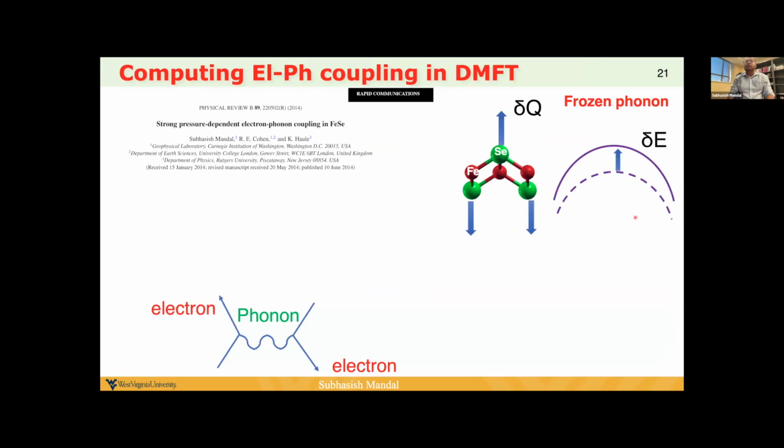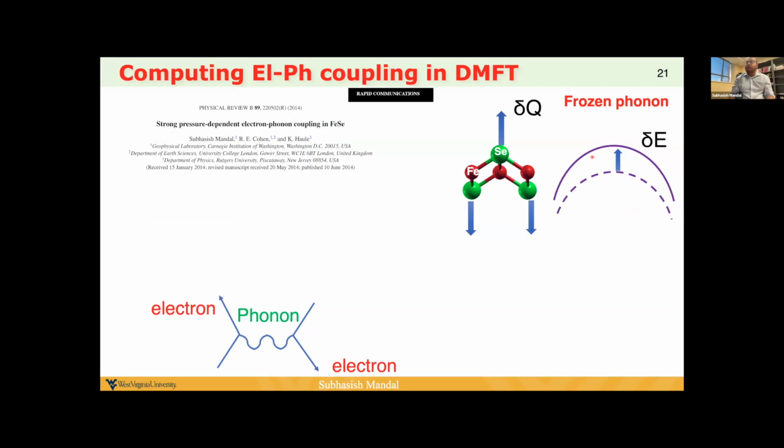So the way that we did it almost 10 years ago is this frozen phonon calculation. Again, these bands are DMFT bands. That means they already include the correlation effect. In this particular case, originated from the Hund's coupling.